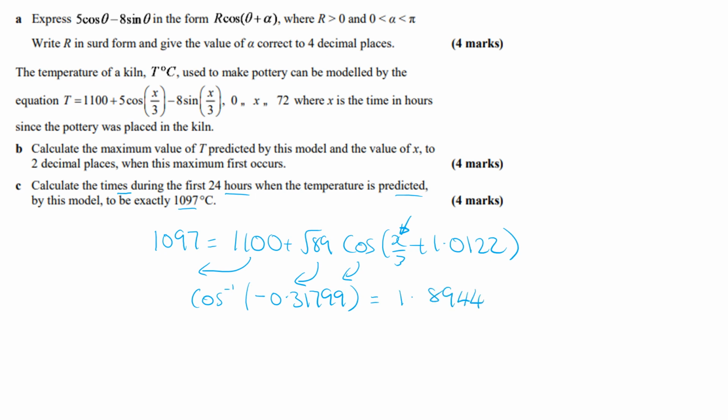1.8944, and that is the same as this angle here. But before we start taking off the 1.0122 and divide by 3, we have to think about the cos graph, because there'll be other places on the graph where it also equals that angle. So in one period 0 to 2 pi, the minus 0.317999 is here, the 1.89 there, and then we use the symmetry of the graph and come back from 2 pi to find that there'll be another place that gives us that.